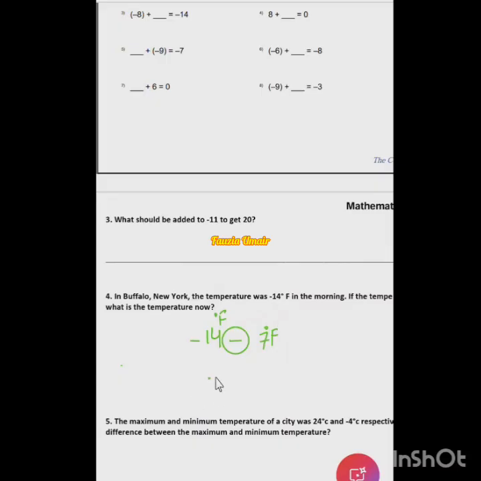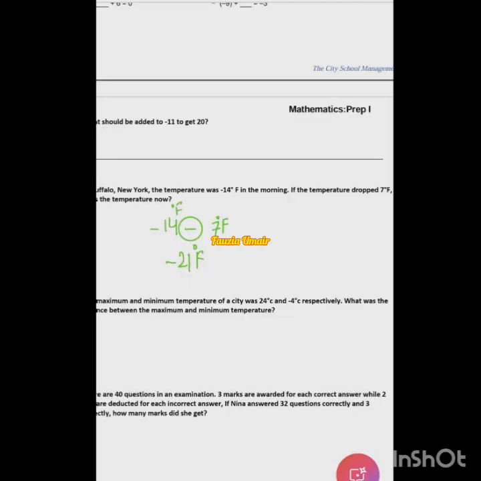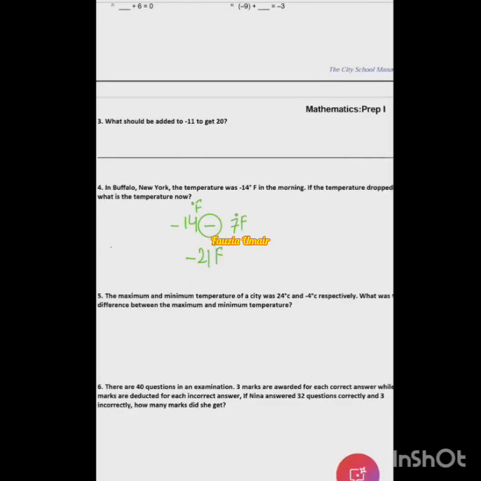Yes, ma'am. All right. So it is minus 21 Fahrenheit. So then what about the next question? Ma'am, I can't see the whole question. I can only see till minus 4. All right, so let's read the question together. The maximum and the minimum temperature of a city was 24 degrees Celsius and minus 4 degrees Celsius, respectively.